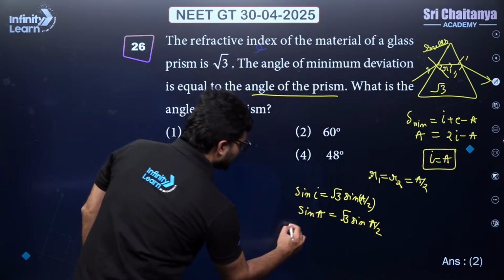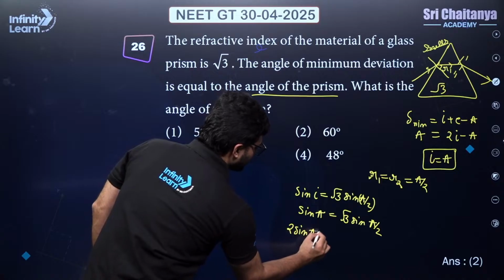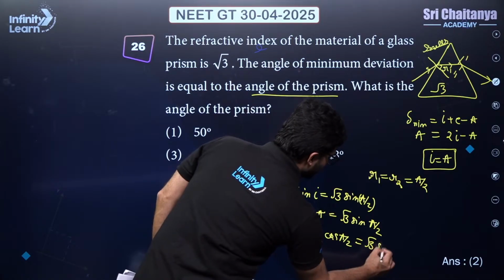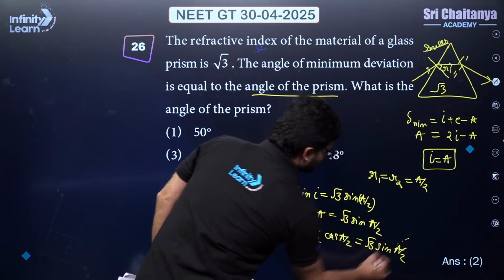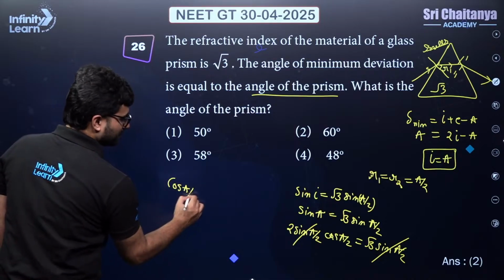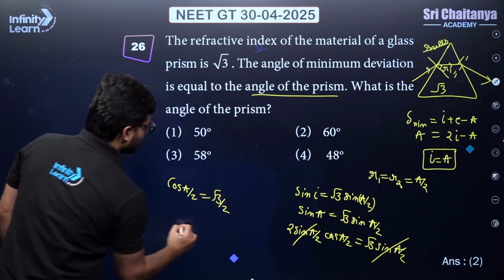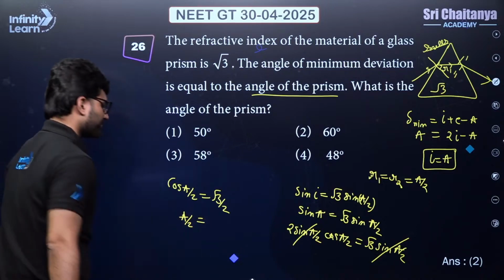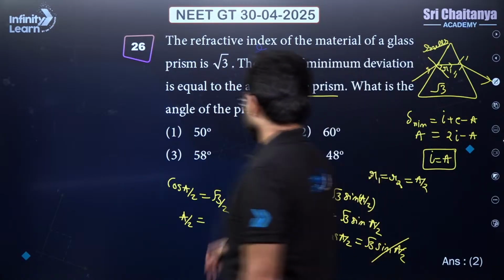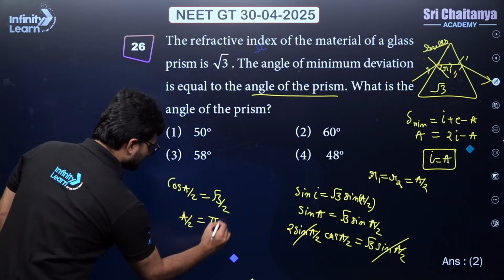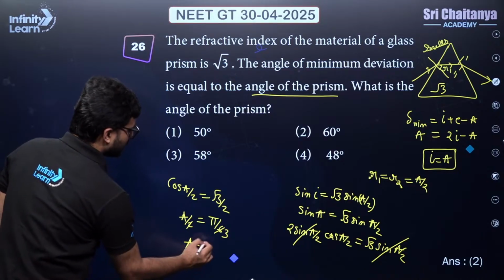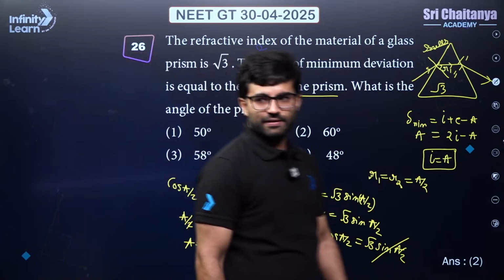I can write sine A as 2 sine A by 2 cos A by 2. That is equal to √3 sine of A by 2. This sine A by 2 and this sine A by 2 get cancelled and you get cos of A by 2 as √3 by 2. So cos 30 is √3 by 2, which means A by 2 is pi by 6, that is 30 degrees. So you get A as 60 degrees. Is that very clear?